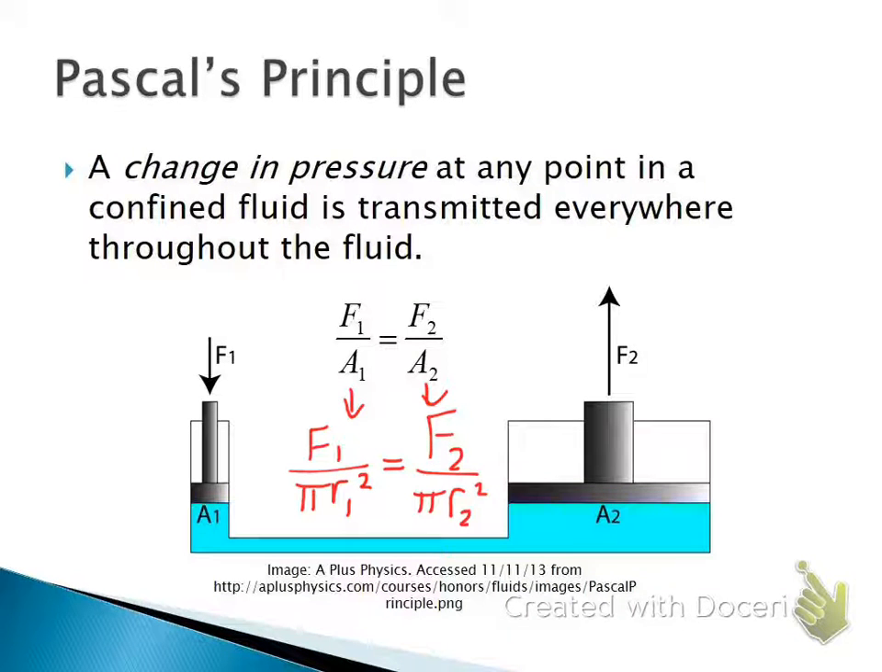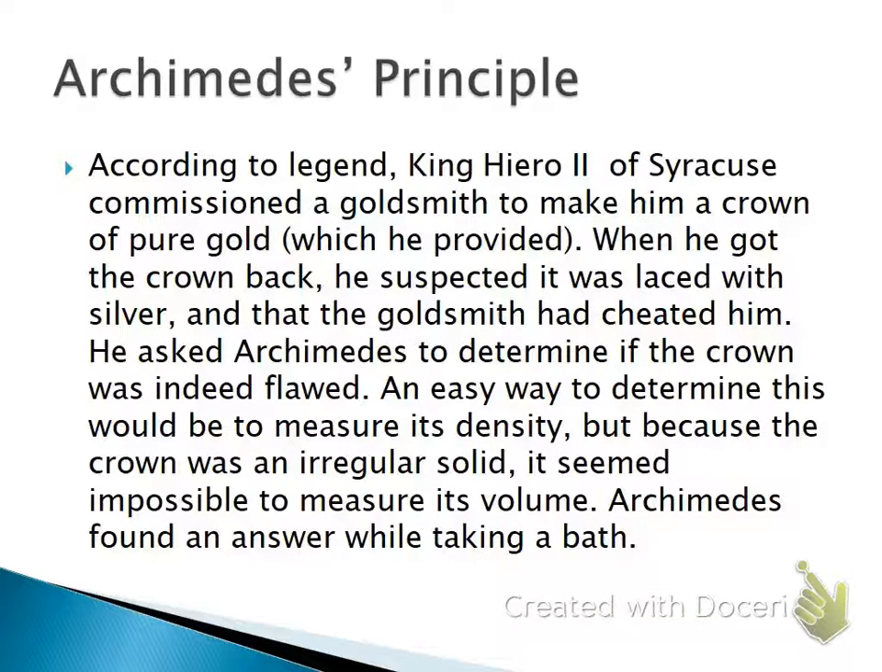And with different radii for these cylinders, I get different cross-sectional areas, therefore I get more force out. So I can put something like a car on the big lift, push down with not too much force, not an unreasonable amount for a person, and I'll be able to lift up the entire car, simply because all of this fluid is confined in this space, so a change in pressure over here is the same as the change in pressure over here.